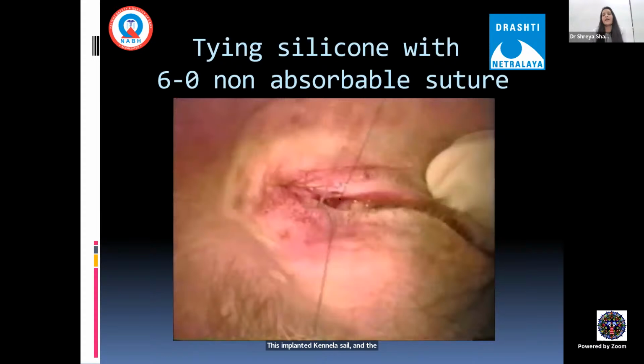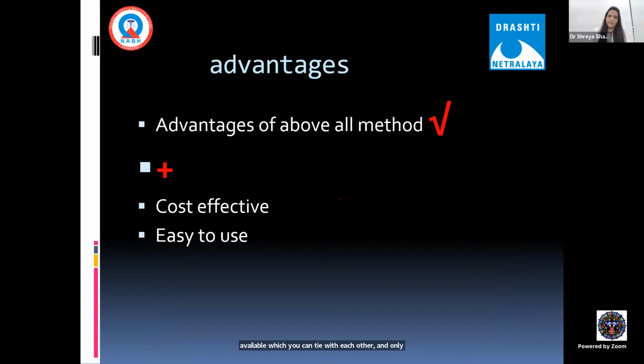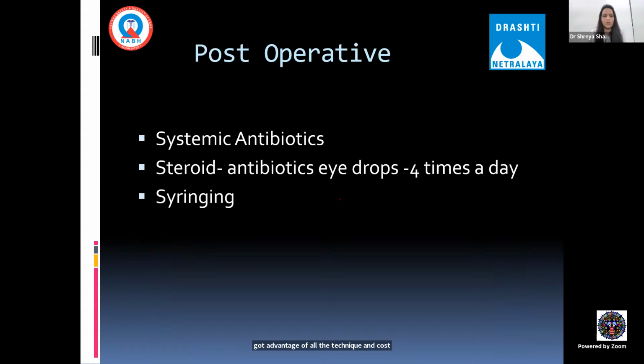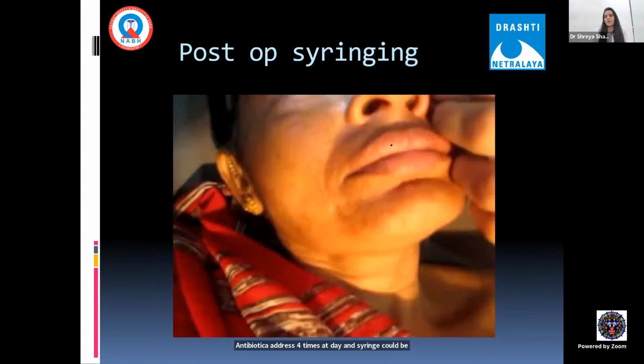You just slide the knots into the canaliculus. It has the advantages of all the techniques and is cost effective and easy to use. It could be used in children also. You have to give systemic antibiotics, steroids, and antibiotic eye drops 4 times a day. And syringing can be done very easily along with the tube, so you can also confirm post-operatively.